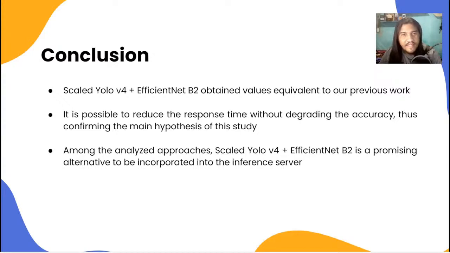Among the analyzed approaches, ScaleDOV4 combined with EfficientNet B2 is a promising alternative to be incorporated into the inference server in the context of our chatbot solution.